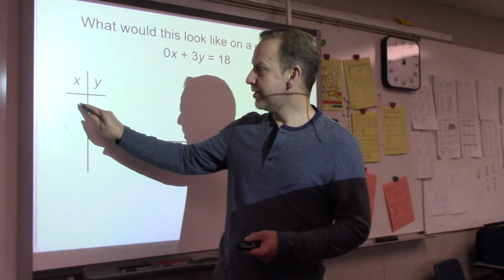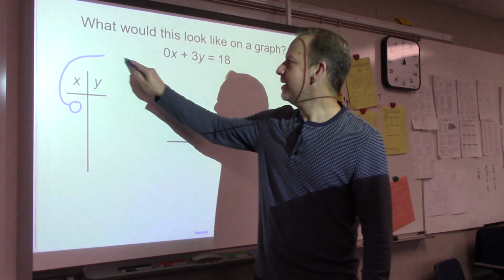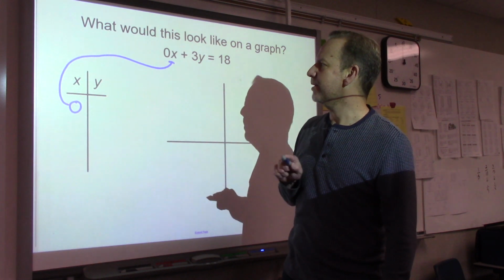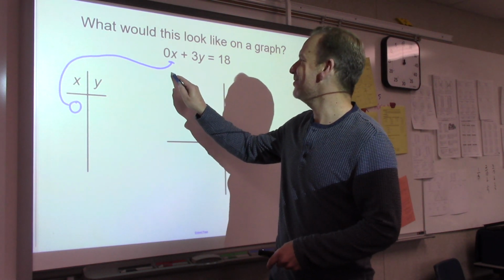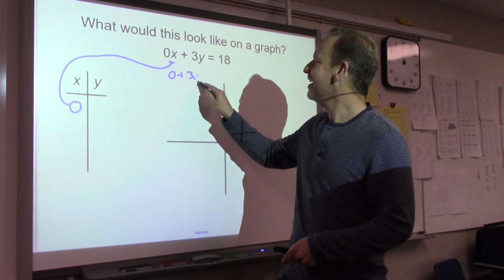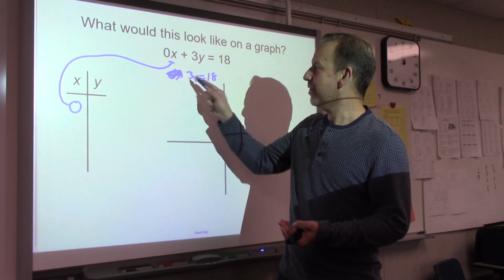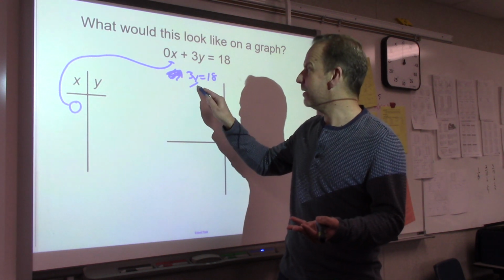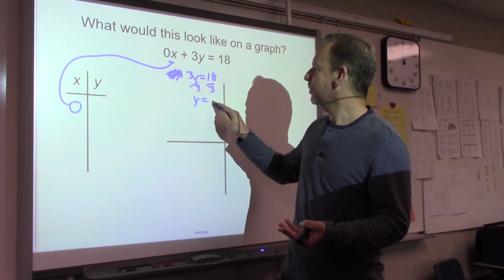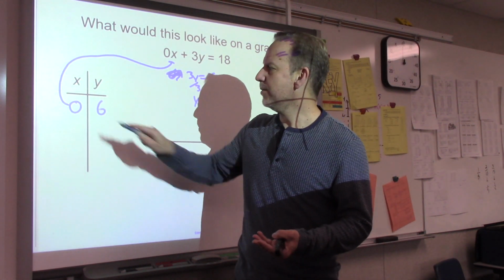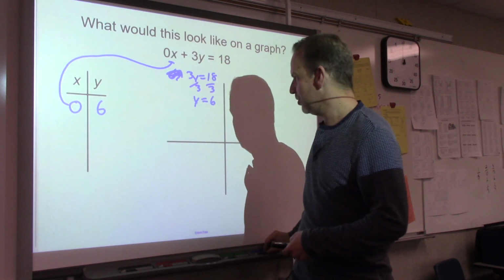I almost always start off by picking a 0 for my x. If I plug that 0 in here, I get 0 times 0. What is 0 times 0? You're right, it's 0. So we have 0 plus 3y equals 18, which is effectively just 3y equals 18. I solve that by dividing by 3, and I get y is equal to 6. So I know that if I put a 0 in, I get a 6 out of this machine.